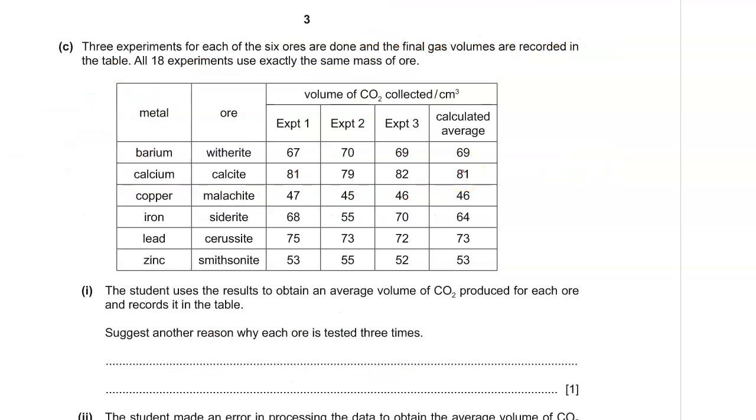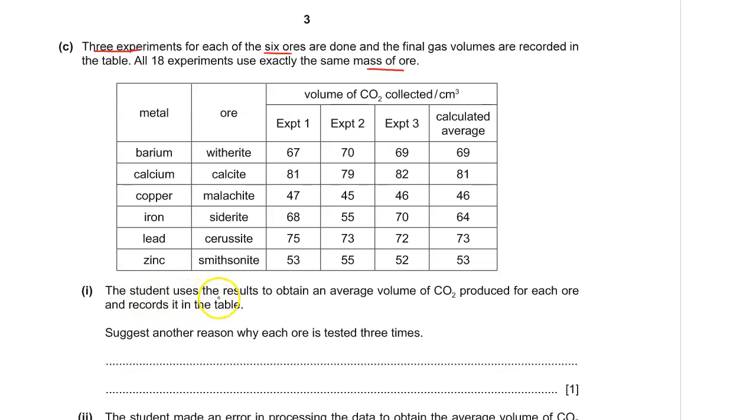Part C, 3 experiments for each of the 6 oils are done and the final gas volume are recorded in the table. All 16 experiments use exactly the same mass of ore. You can see barium all the way to zinc metals, and the name of the ore right here. Experiment 1, 2, 3, a volume of carbon dioxide collected in centimeters cubed, and the average right there.